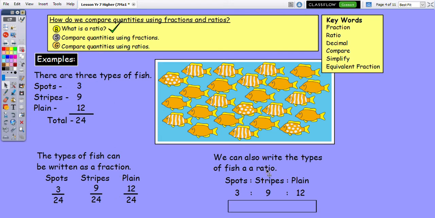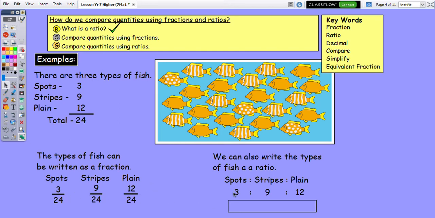I could also write them as a ratio. Now a ratio is just a different way of writing a fraction. In ratios we use a comma. So if I was going to write the types of different fish down as a ratio, spots to stripes to plain, which doesn't have to be in that order, it can be in any order, I'd write 3 to 9 to 12. So I could write the same information as I have over here as a ratio, and if you look, those numbers are exactly the same as the numerators on the fractions.